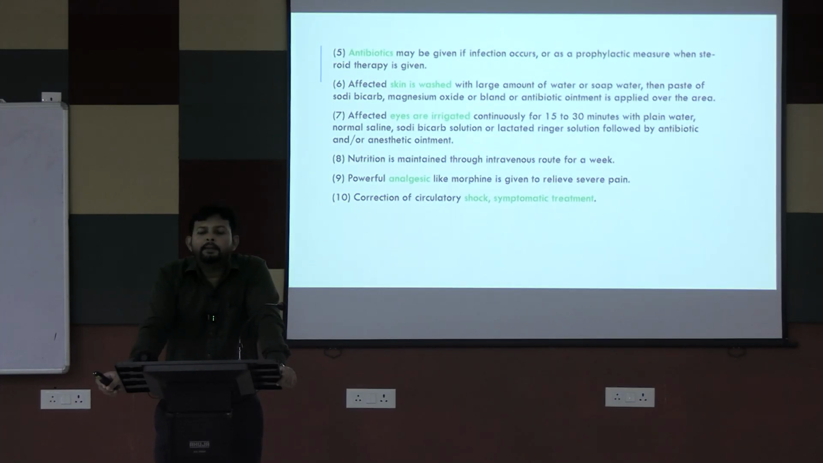So what are the types of shock? Hypovolemic shock, cardiogenic shock, distributive shock, neurogenic shock আর septic shock. So এটা distributive এ পড়ে normally, ঠিক আছে? So there is one thing called neurogenic shock. So intense pain may cause shock. So always try to give analgesics to relieve the pain. Okay. Correction of circulation, circulatory and symptomatic treatment.